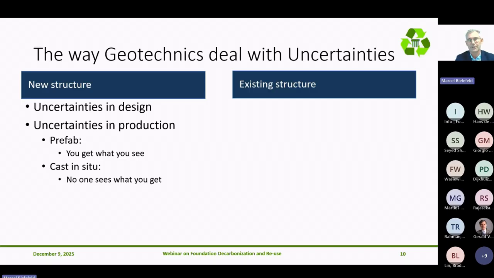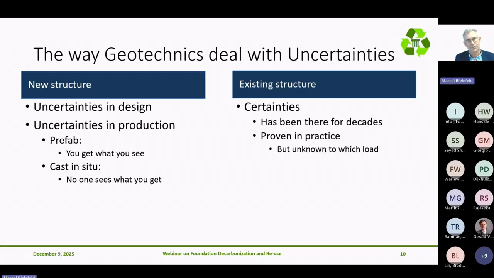But there are also uncertainties in the production, because it's quite simple. In a prefabricated pile, concrete or steel or timber, you get what you see. You see the pile, it's driven or vibro-driven into the soil, and the dimensions and the length of the pile can easily be seen. But in cast in situ piles, no one sees what you get. Either in a bored pile, a flight auger pile, or other types of piles, it comes with uncertainties about cross-sectional area, the diameter, the pile length and other things like that.